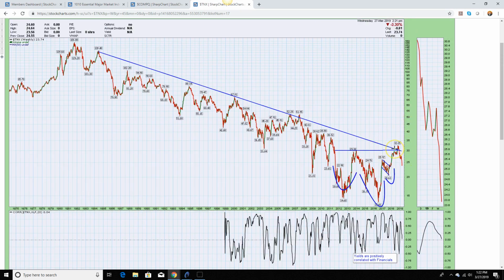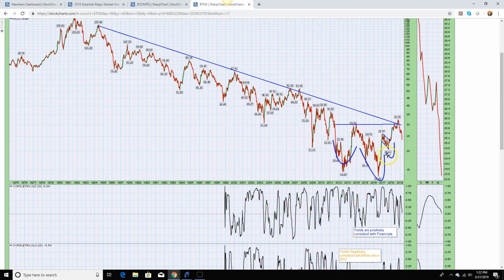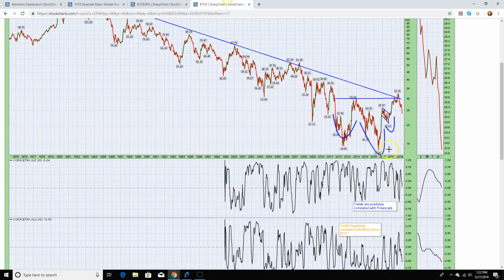But this is interesting, if you flip over to the bond side, yields and bonds have an inverse relationship. When bond prices are up, yields are down, and vice versa. So how can you play this? A lot of times when yields go down, they're positively correlated with financials. The banks make money off higher yields, so when yields are rolling over, financials are going to roll over with them, historically speaking.